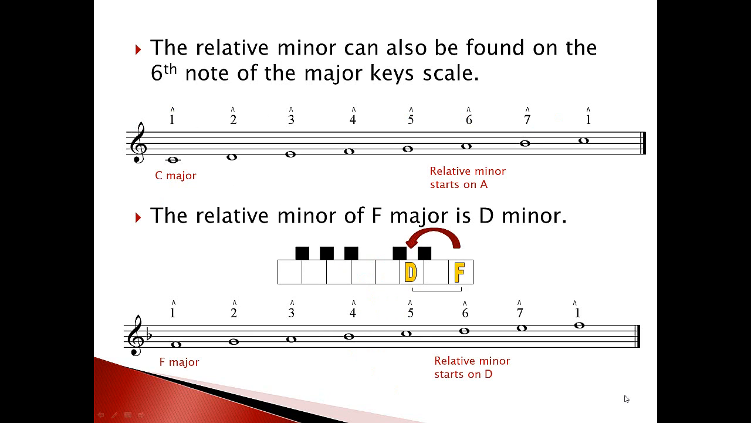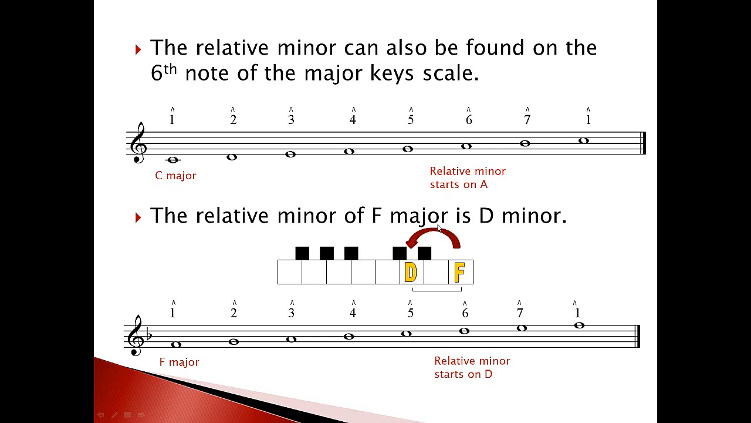Here's another way to look at it. The relative minor can also be found on the 6th note of any major scale. If you count up 1, 2, 3, 4, 5, 6 from C, you get to A. And so C's relative minor is A. They're relative major and minor. So we say that A minor has a relative major that is C, and C major's relative minor is A.